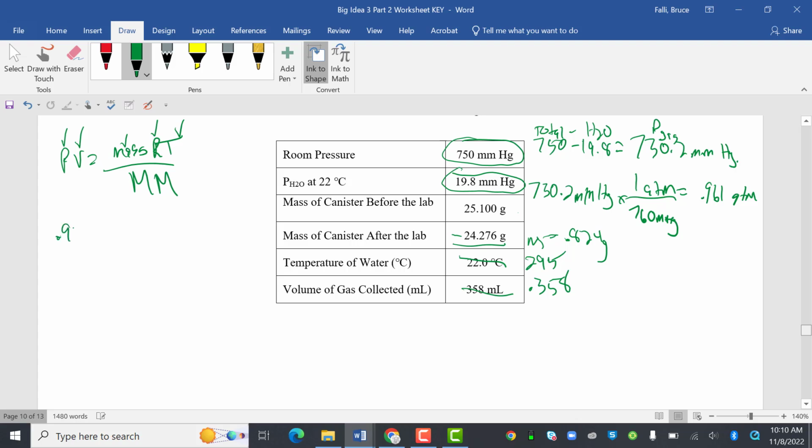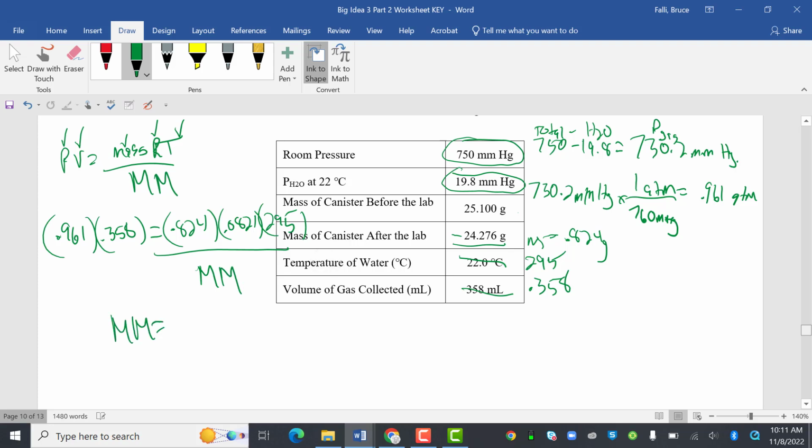So the pressure is 0.961. Volume is 0.358. Equals my mass is 0.824. R is 0.0821. Temperature is 295. Molar mass is what we're solving for. Let's do the algebra. So 0.824 times, multiplying these top ones, times 0.0821 times 295. And then these are going to go down, so I'll divide by those. Divided by 0.961 divided by 0.358. And I get 58.0 grams per mole.